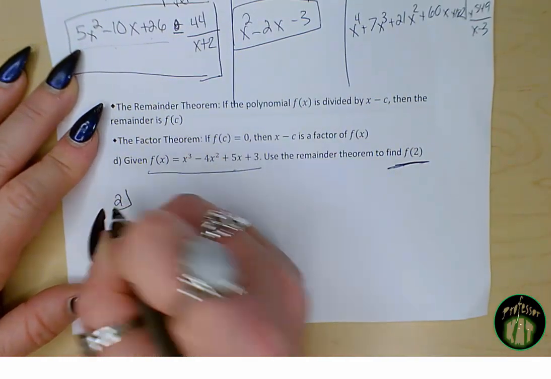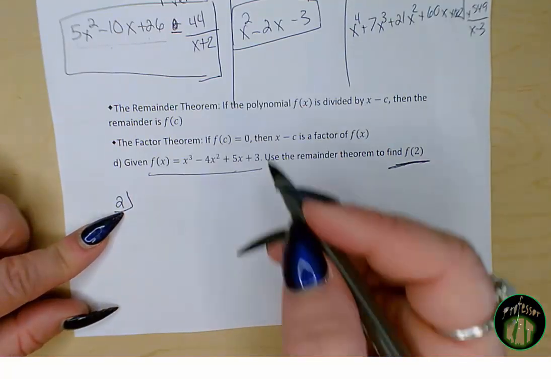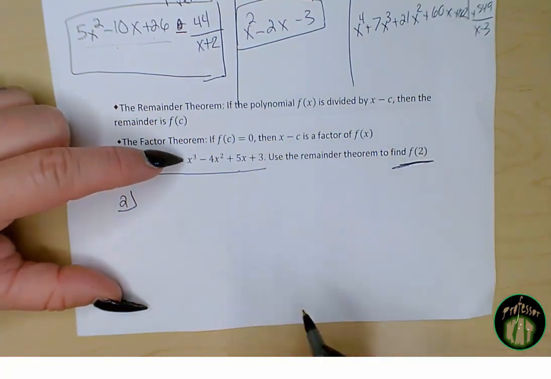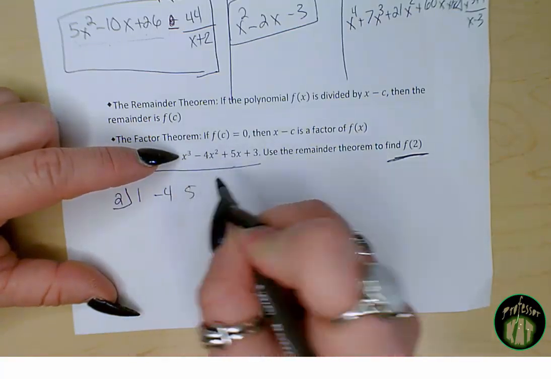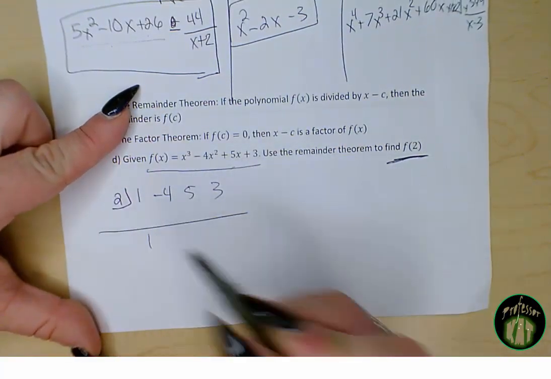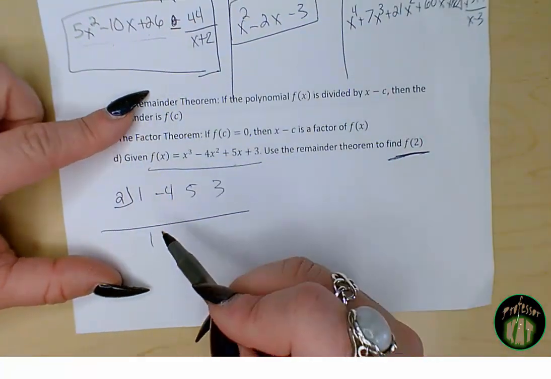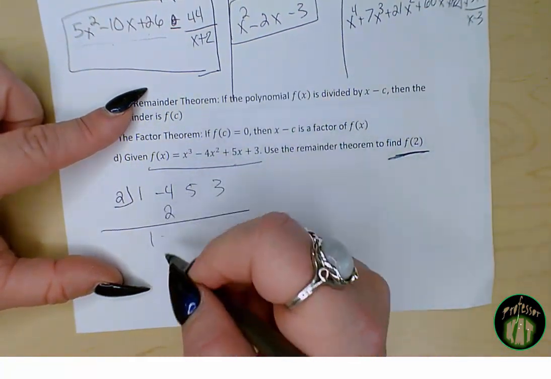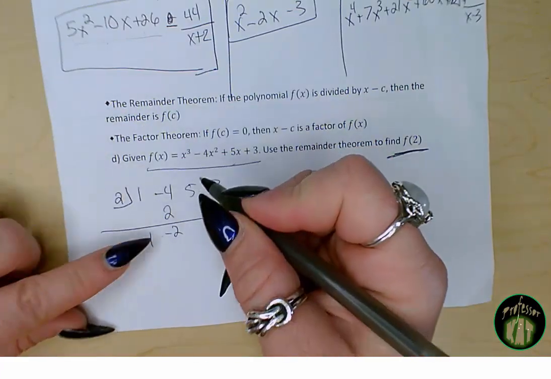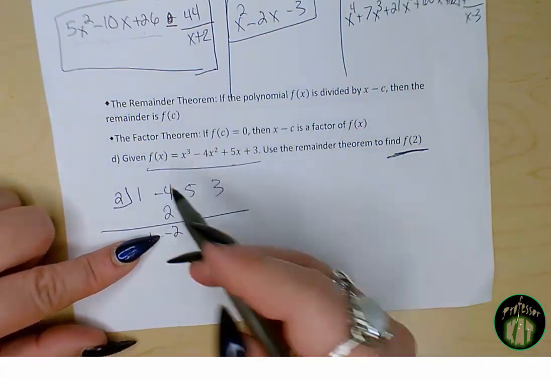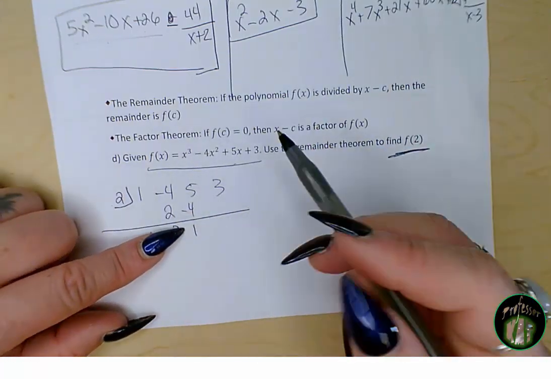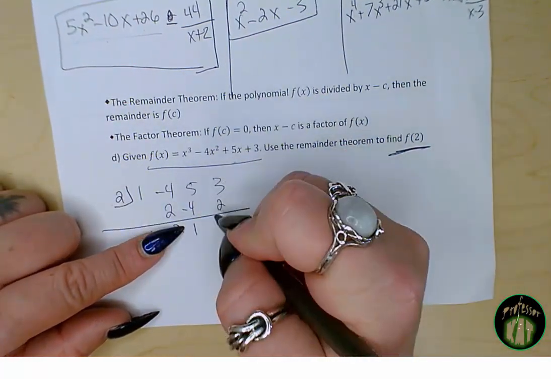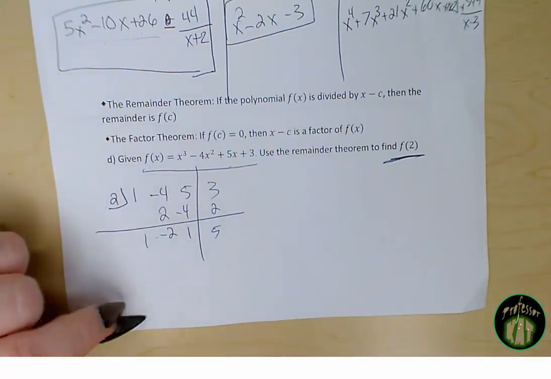So what we can do is take the 2 that it wants us to use and write down the coefficients of the polynomial: 1 for x cubed, negative 4 for x squared, a 5, and a 3, and divide. 1 times 2 is a 2. When we add that column, we get a negative 2. When we multiply, negative 2 times 2 is a negative 4, and when we add, we get a 1. 1 times 2 is a 2, and when we add, we get a 5.